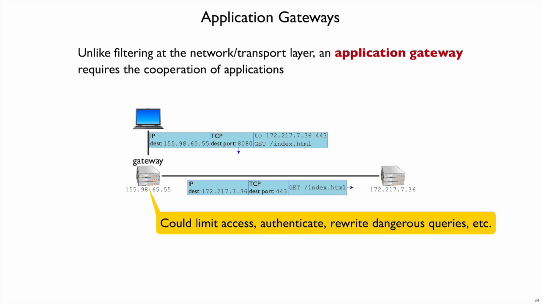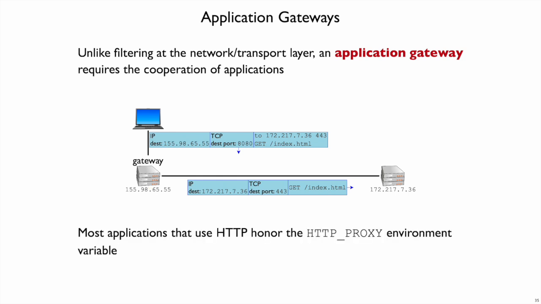This gateway then could limit access at a rather fine-grained level, or it could authenticate access to certain sites, or rewrite dangerous web pages to fix up the safety of some sorts of sites. And application gateways are particularly common with HTTP. Most applications that use HTTP will pay attention to the HTTP proxy environment variable to decide what other machine to route all HTTP queries through.